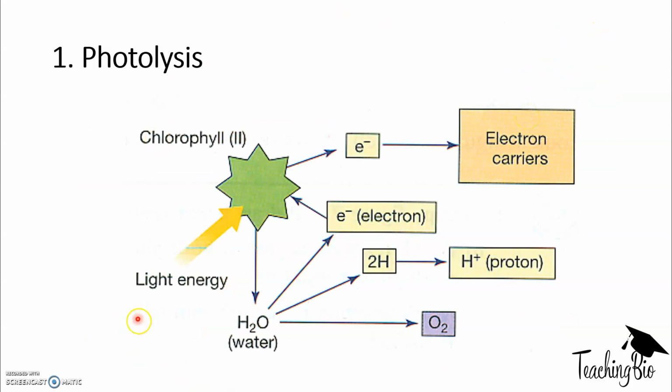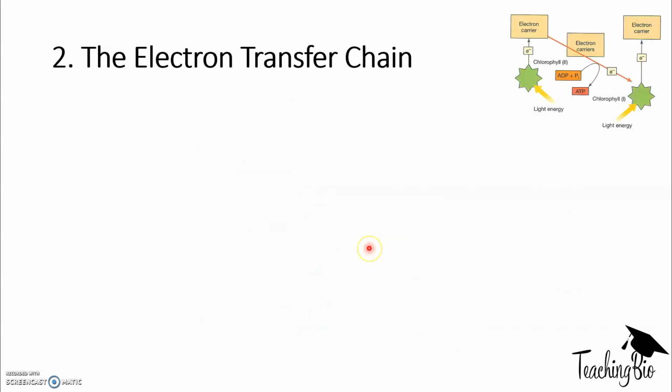So again, here's the full picture. Photons of light absorbed, excited to a high energy level, use that to split water, oxygen out, protons to the proton pump, electrons from here move back in, replace the difference.